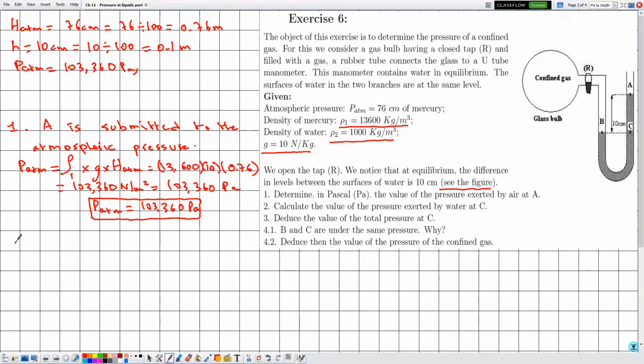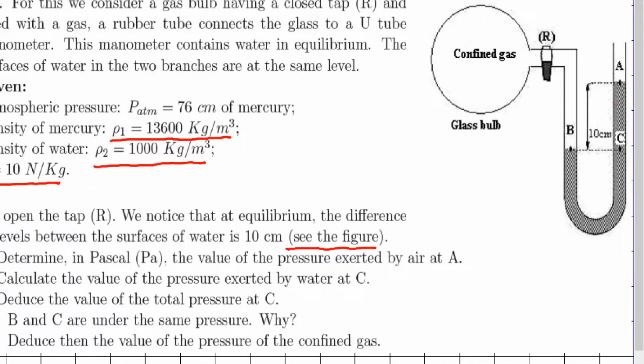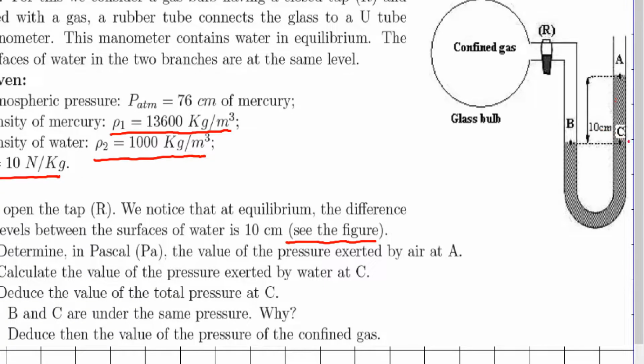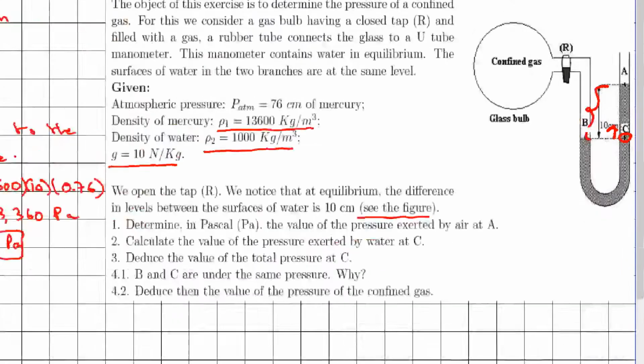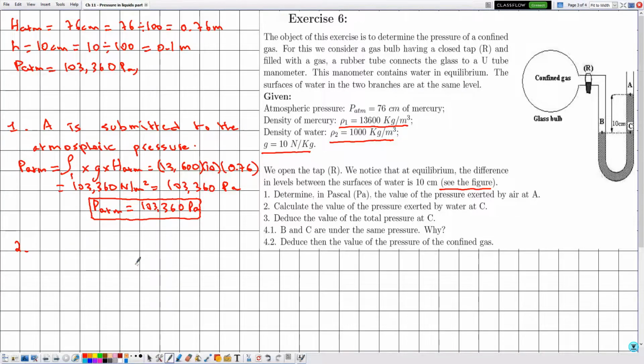Now in number 2, calculate the value of the pressure exerted by water at C. Because we are interested in determining the pressure, we consider the point C and we look upward. The point C is being subjected to two pressures, the pressure due to this layer of liquid and the atmospheric pressure. Here they are telling me only to calculate the pressure exerted by water at C, so the pressure only due to this layer of liquid. So directly we can calculate the pressure at the point C due to water.